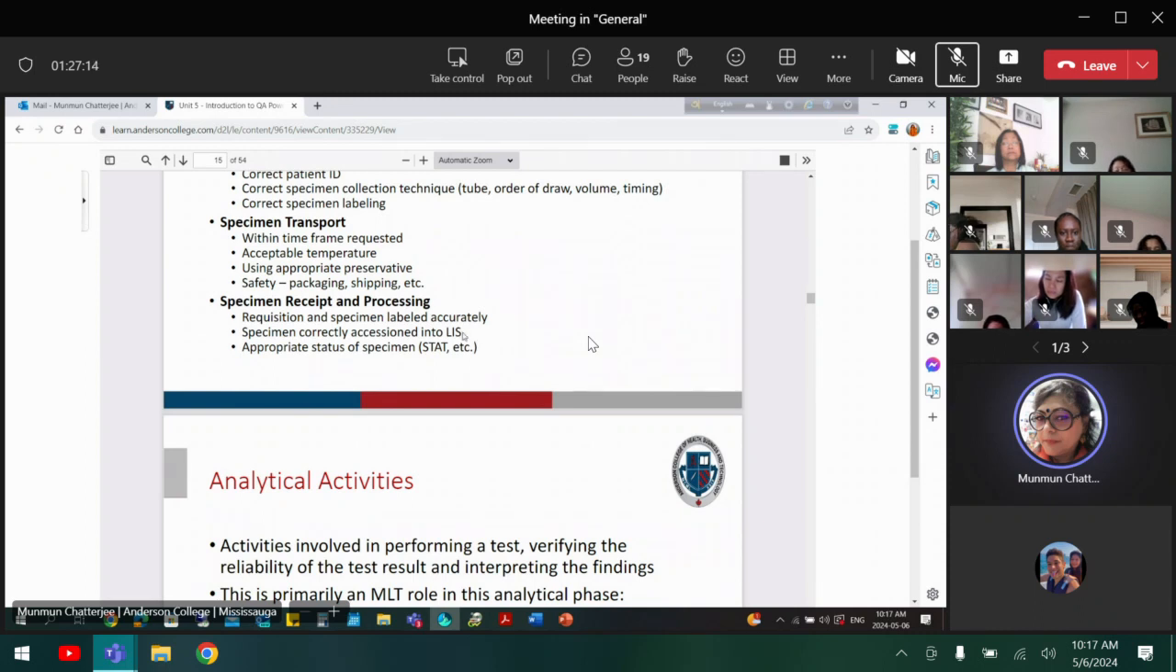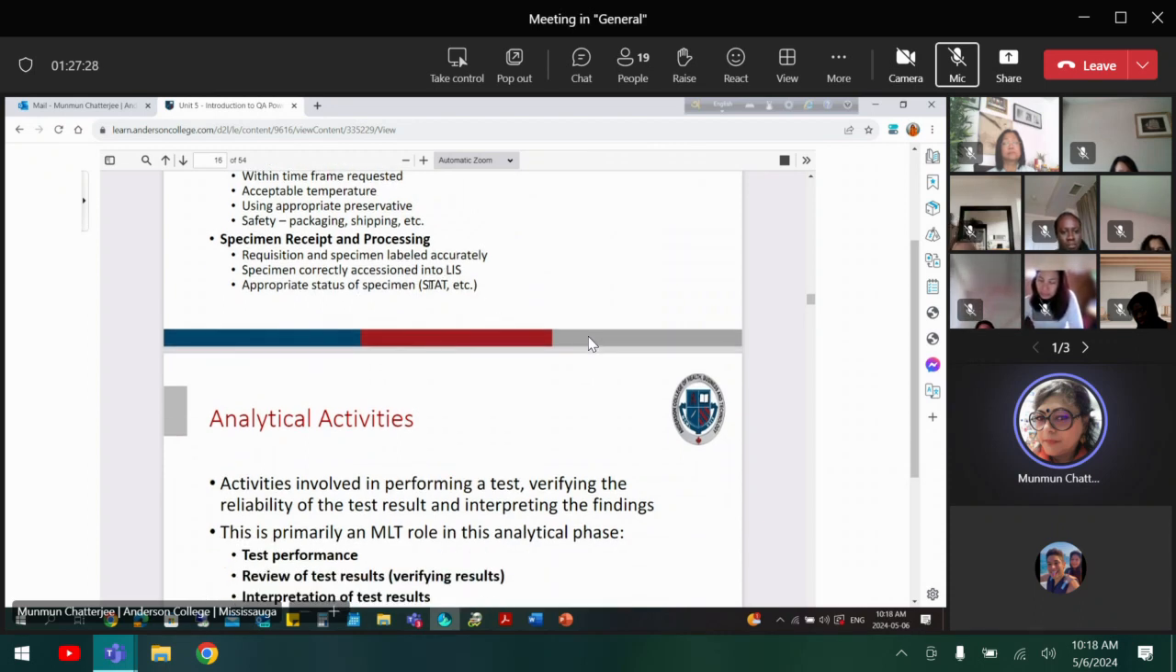Specimen correctly accessioned into the LIS. Then they are going to enter the information in the laboratory information system. Here they are going to give you the accession number and the appropriate status of the specimen, like stat. If there is any stat, you have to send it immediately.